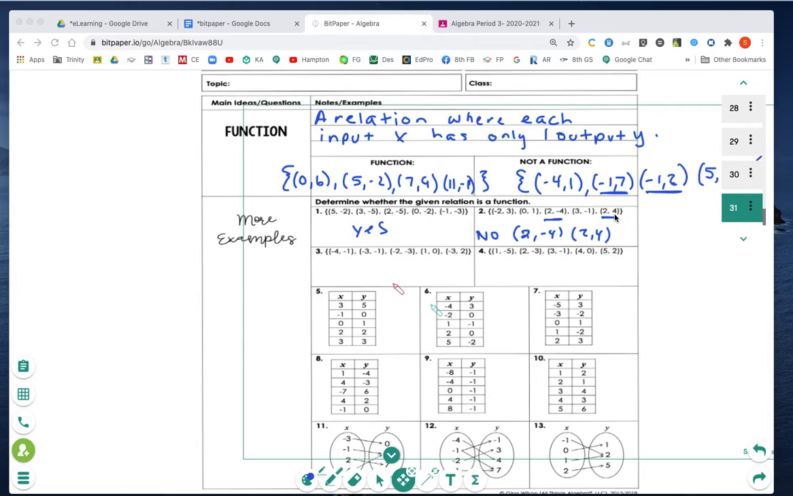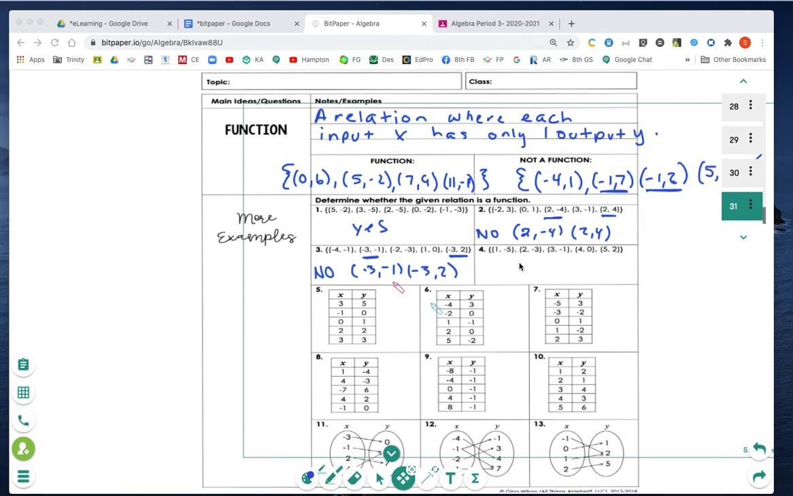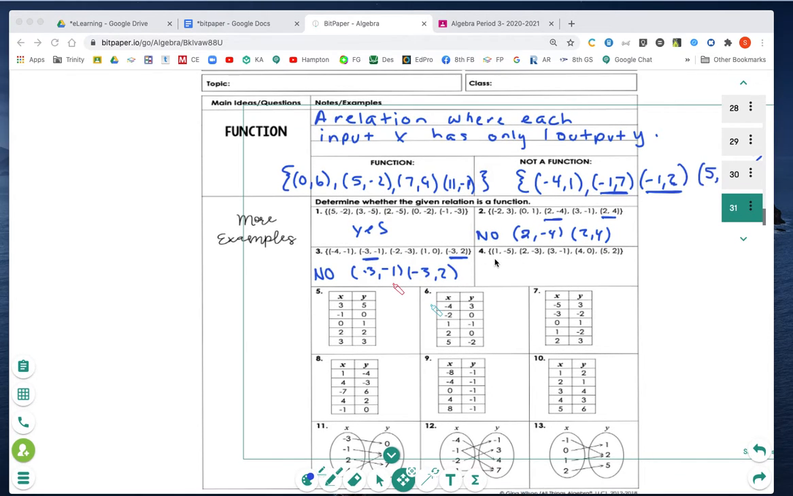Okay, let's look at number 3. I have -4, -3, -2, 1, -3. So again, I have two x's that are identical. So no, this is not a function because of (-3, -1) and (-3, 2). Next one: 1, 2, 3, 4, 5. All of the x's are different, so yes, this is a function.